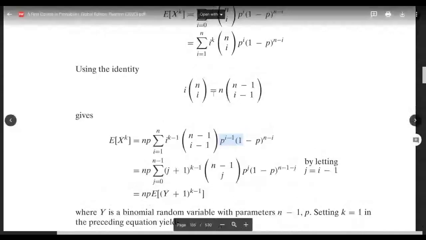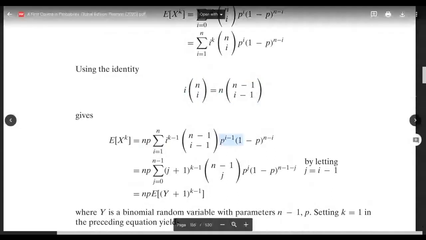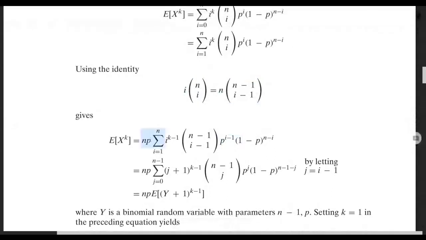Right, so basically, we use this one to substitute one of these. That's why we have I raised to k minus 1. And this is p raised to I minus 1 because we factor out p from here. And what is the np?